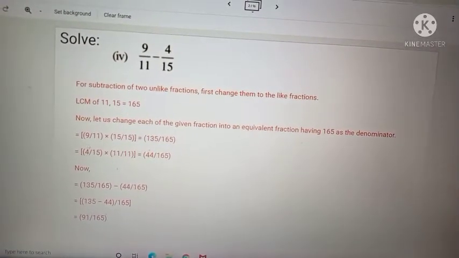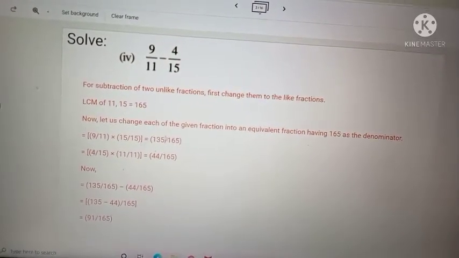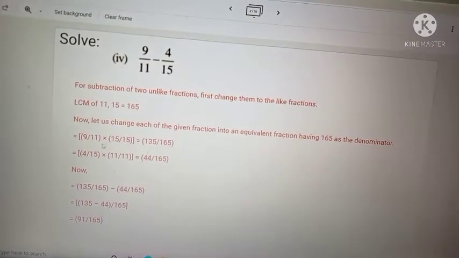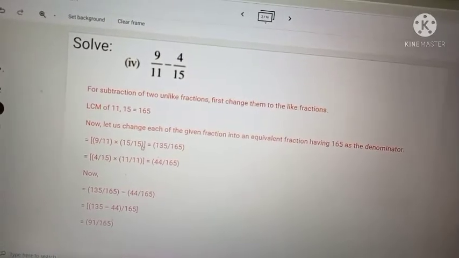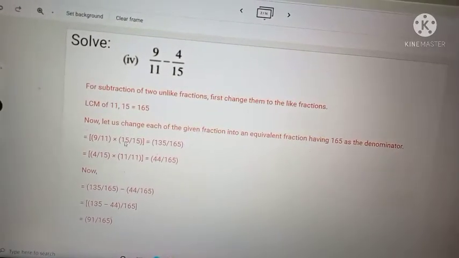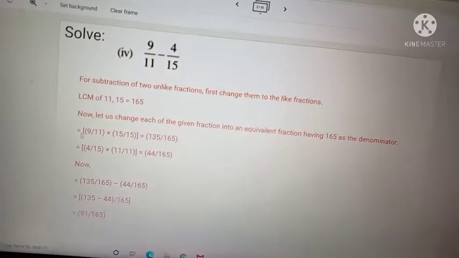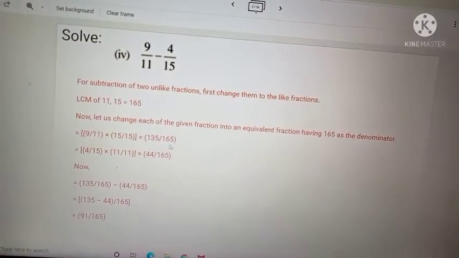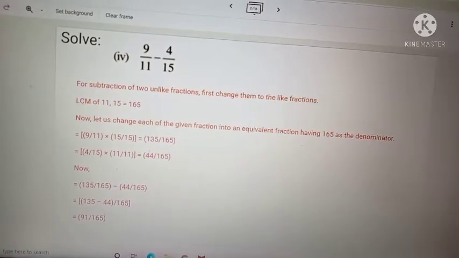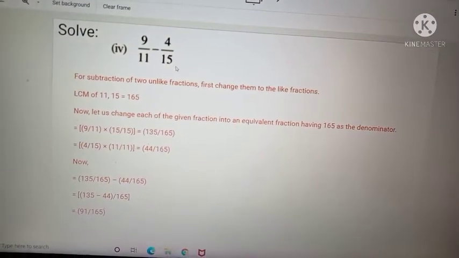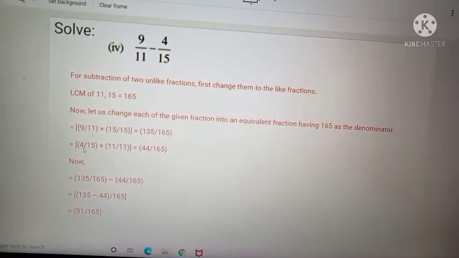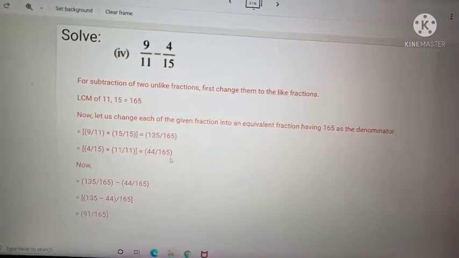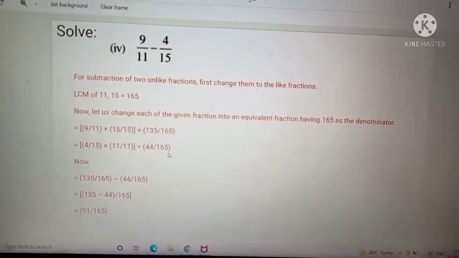So 9 by 11 into 15 by 15. Then we will get denominator 165. Whatever we are multiplying with the denominator, we will multiply with the numerator also. So 9 into 15 by 11 into 15, 135 by 165. Now I am taking 4 by 15. I am multiplying 4 by 15 with 11, then only I will get 165 as the denominator. So that also I did.